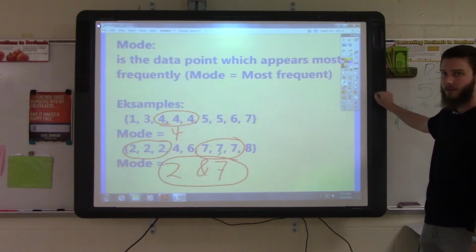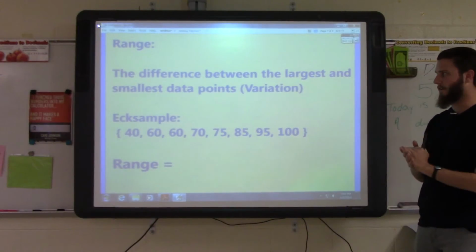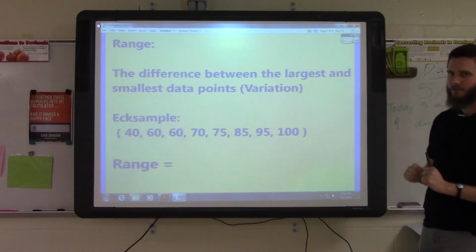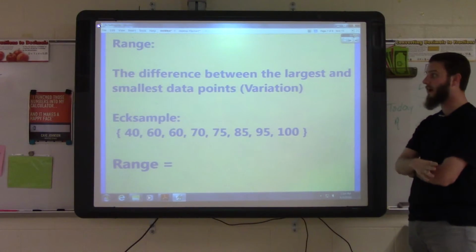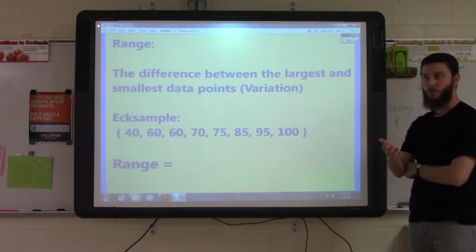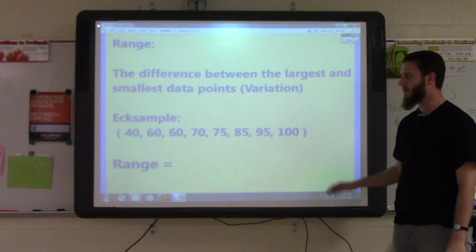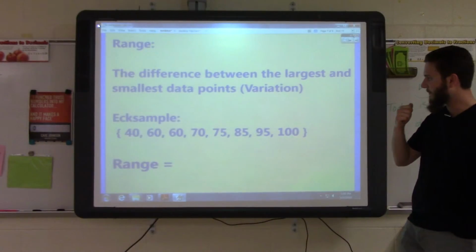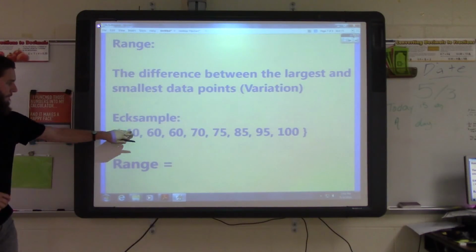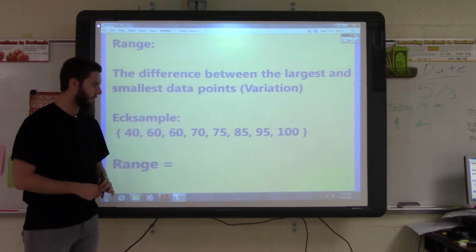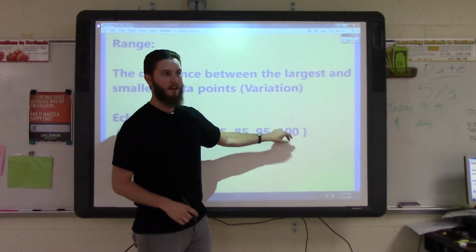Let's go ahead and move on to the last slide, range. Range is simply the difference between the largest and the smallest data points that you have in any given set of data. This is how you will measure variation, or how widespread all of your data is going to be. Here is our last example. We've got this data right here. We've got a 40, 2 60s, a 70, 75, 85, 95, and 100.